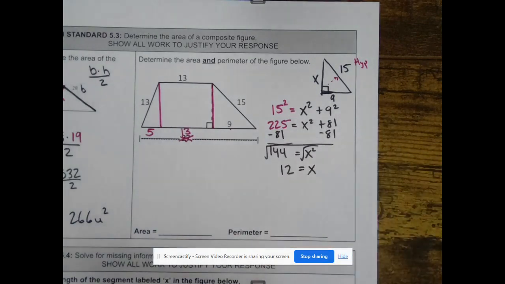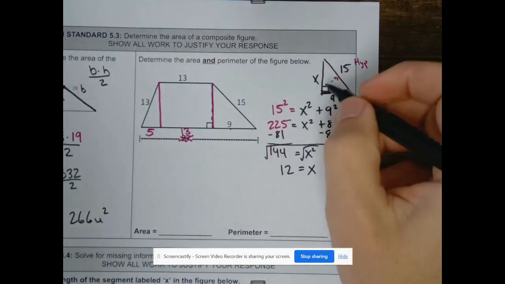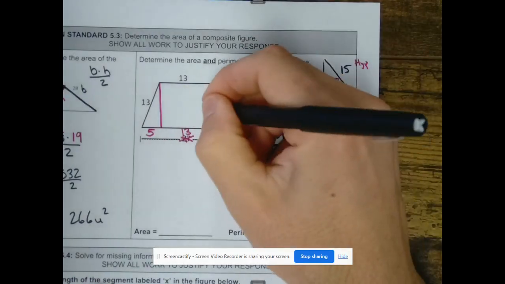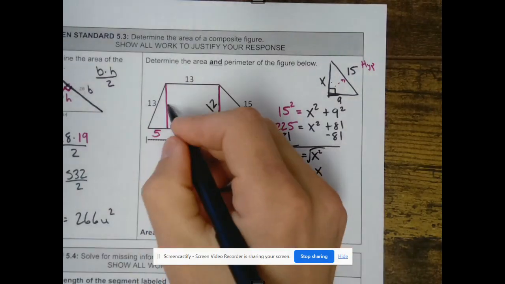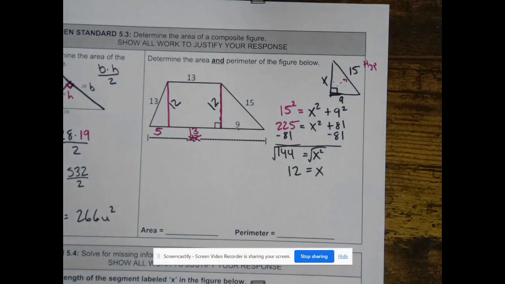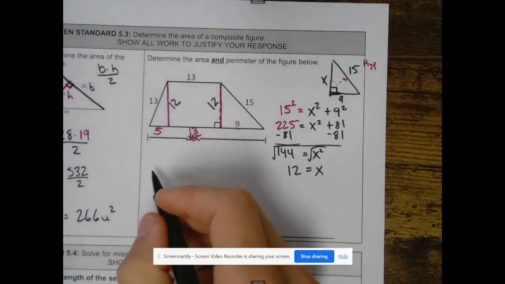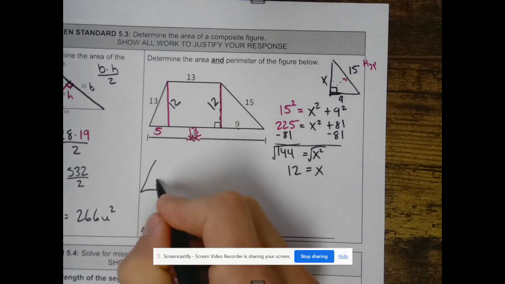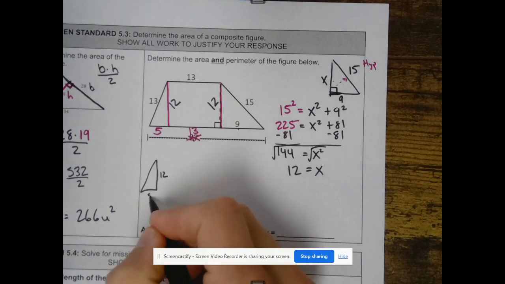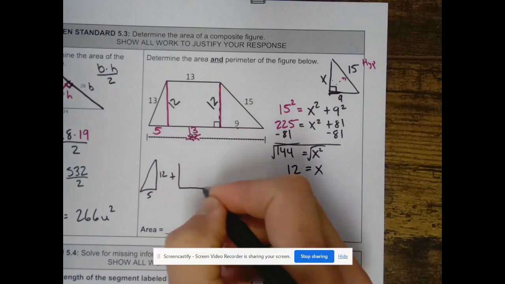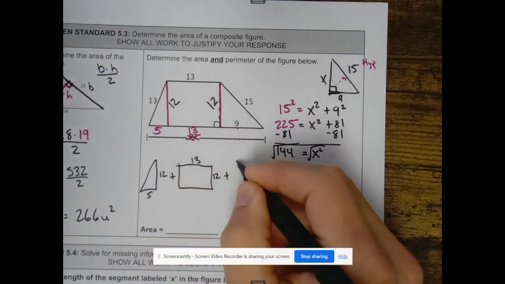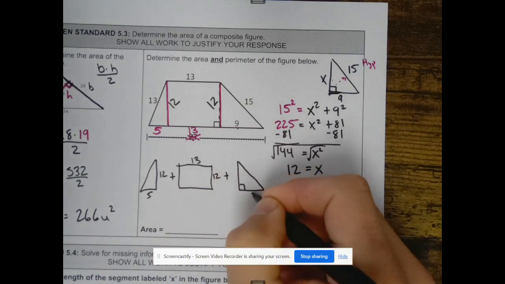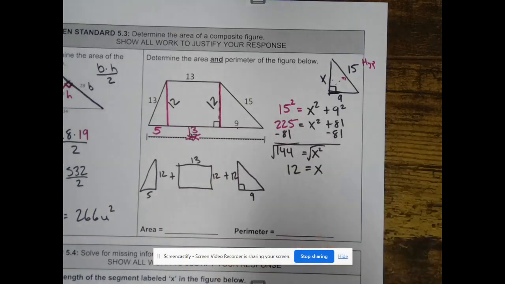So where does this 12 show up in my figure? It's the height of my right triangle, so it must be that distance right there. If it's that one, that means it is also that one. So those two heights are 12. All right, let's see. Do I have everything I need to find my area? Well, I have three shapes that I've created. I've got one right triangle, height of 12, base of 5. I've got a rectangle, base of 13, height of 12. And I've got another right triangle, base of 9, height of 12. Great, that's everything I need.